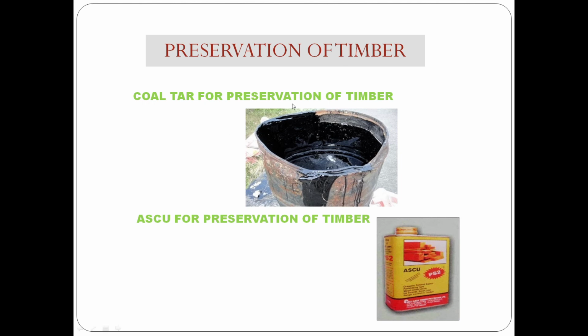Now, preservation of timber. Coal tar for preservation of timber is heated and the obtained liquid hot tar is applied on the timber surface using a brush. Coal tar has an unpleasant smell and does not allow paint on it, so it is used for door frames, window frames, etc.